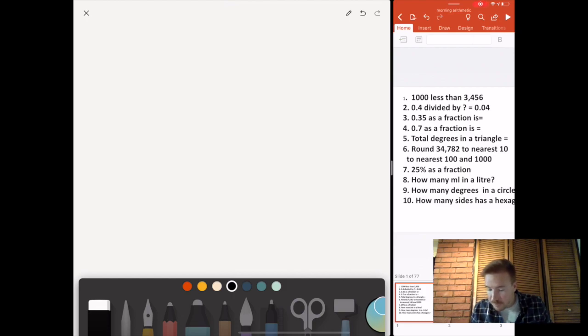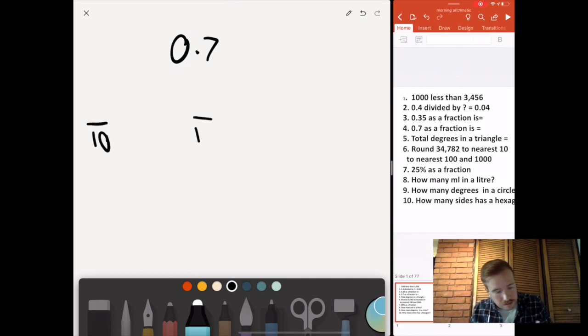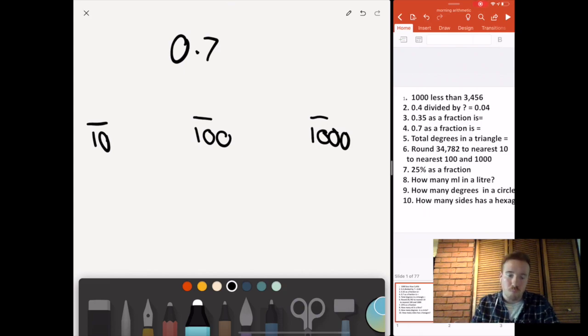0.7 as a fraction. Well, that's really easy now. 0.7 as a fraction. Can't write with a rubber, can you? It's the same skill. It's exactly the same thing I've just done. So it's either going to be over 10, over 100, or over 1,000, probably. That's just years and years of maths questions. It's probably over one of them.